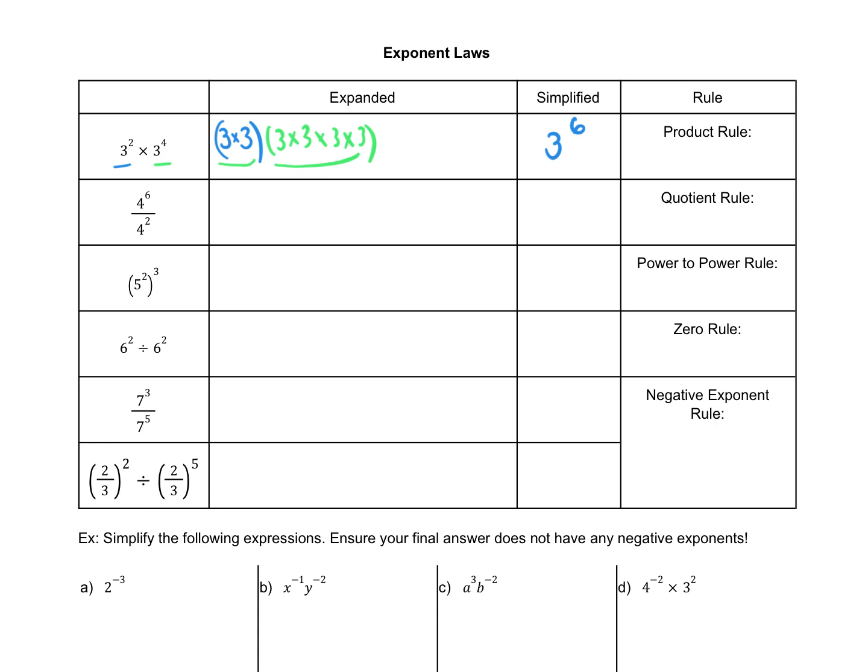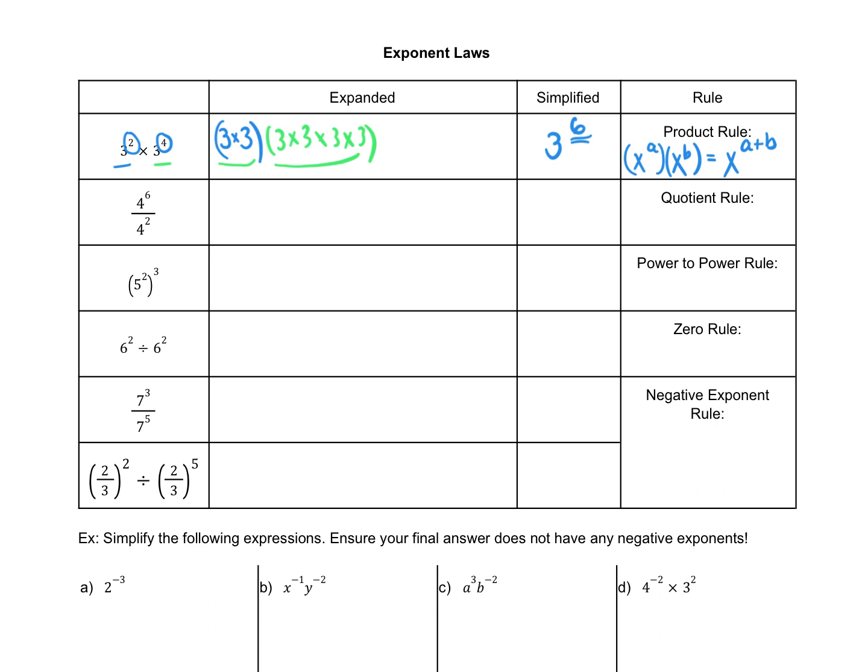Now let's go back and look at the exponents. Well, the exponents were 2 and 4, and the exponent became 6. That is us adding the exponents. So the product rule states, if you have the same base, let's call it x, and I have x to the power of a times x to the power of b, I can simplify this as x to the power of a plus b.